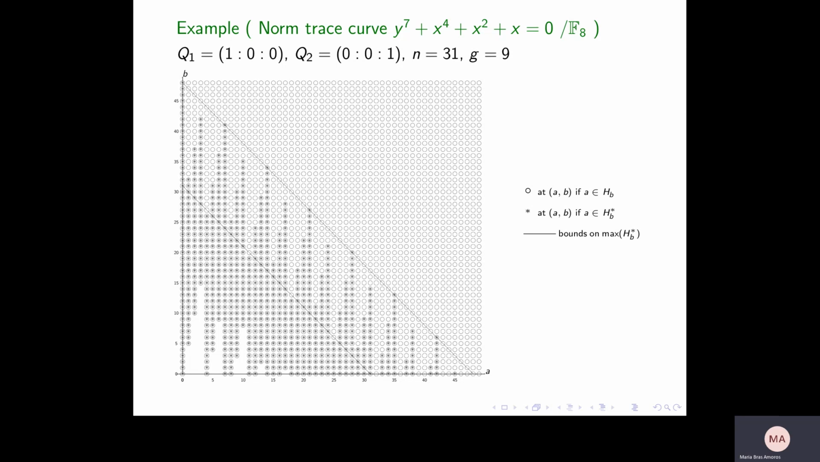If we look at this graph, for instance, let's take B equal to 35. What this graph means is that H sub 35 has all non-negative integers, and H35 star contains exactly 0, 2, 3, 6, 7, and 10.